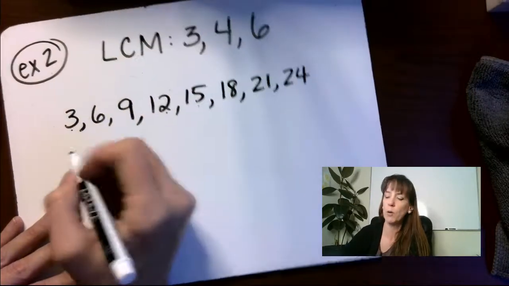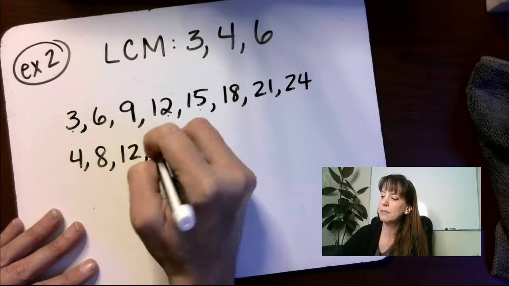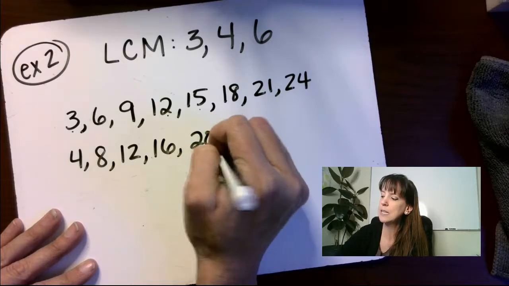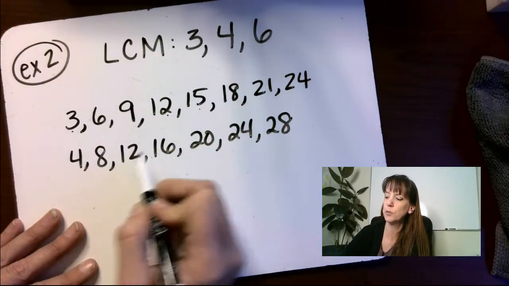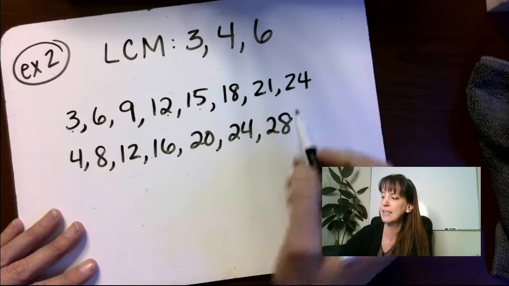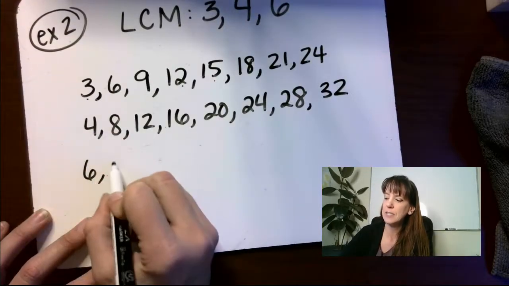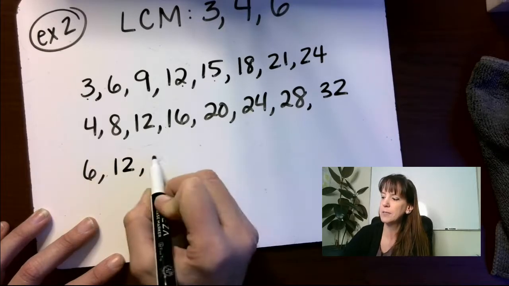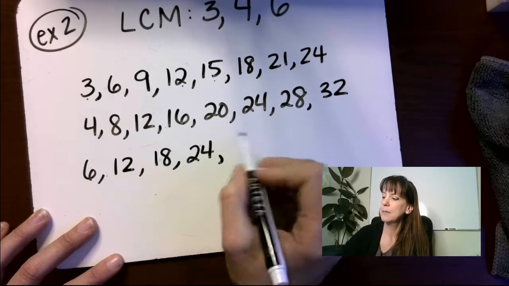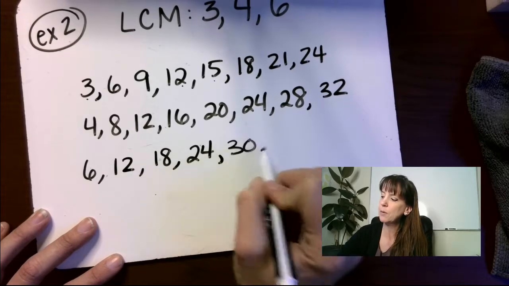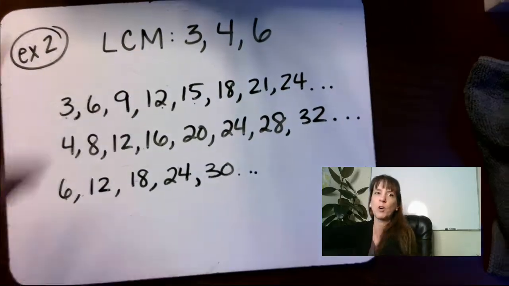Okay, and then 4s. 4, 8, 12, 16, 20, 24, 28, again, times 1, 2, 3, 4, 5, 6, 7, and then 32, right? How about 6? We have 6, 12, times 3 we get 18, times 4 we get 24, times 5 we get 30, so on and so forth. We can do so on and so forth for all those guys, right?